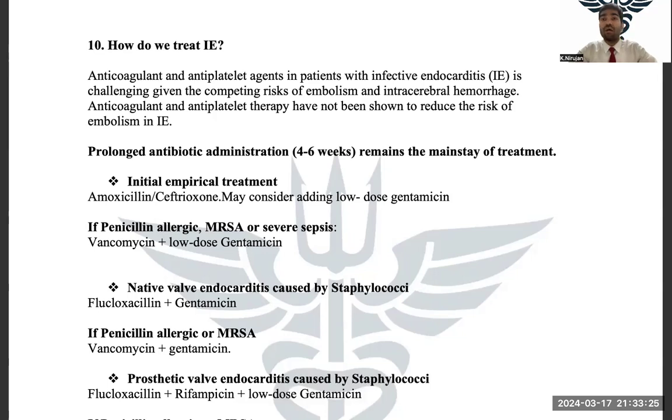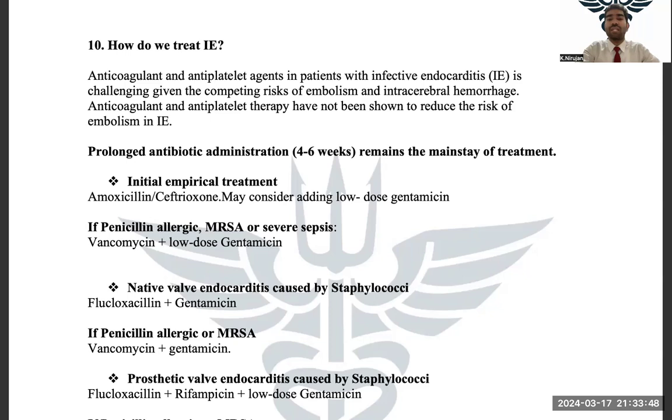But having said that, in non-infective endocarditis, the mainstream of management is anticoagulation. Okay, that is a controversy there. So that is why we were concentrating more on these groupings, infective and non-infective, because in non-infective, the mainstay of treatment is anticoagulation. Okay, so we spoke about the anticoagulation and antiplatelet controversy in infective endocarditis. So we don't give it.